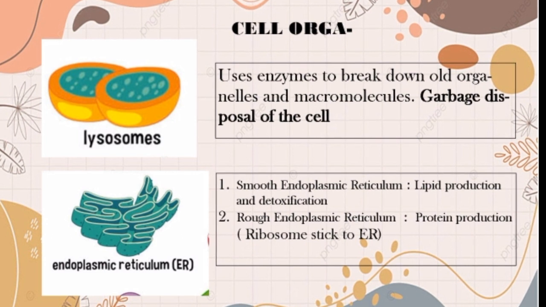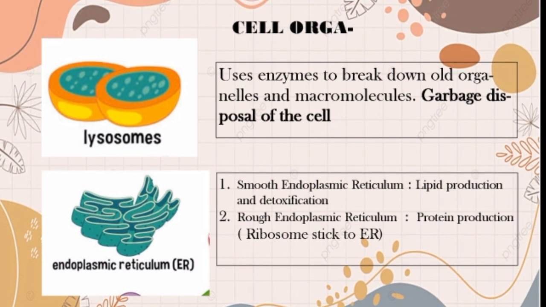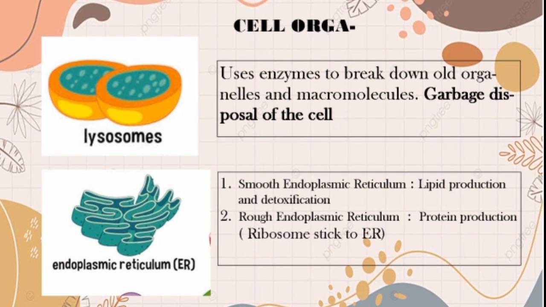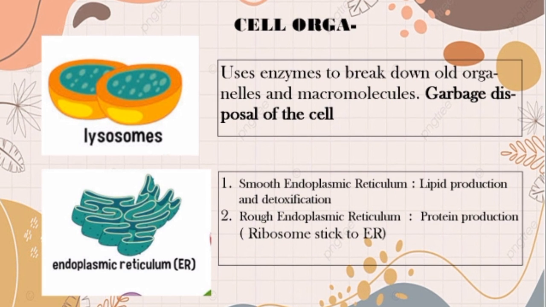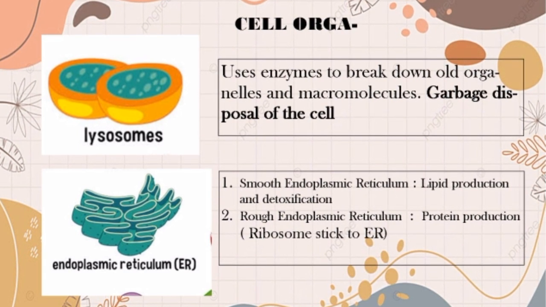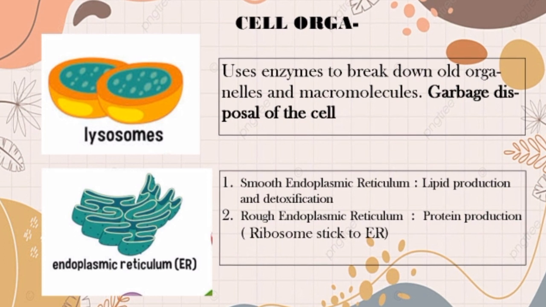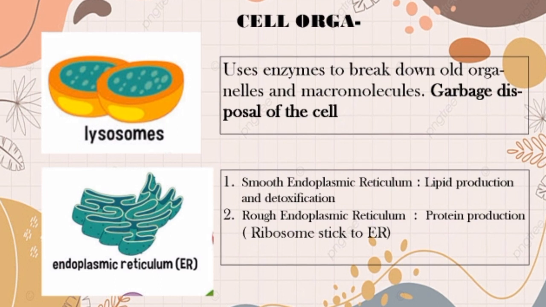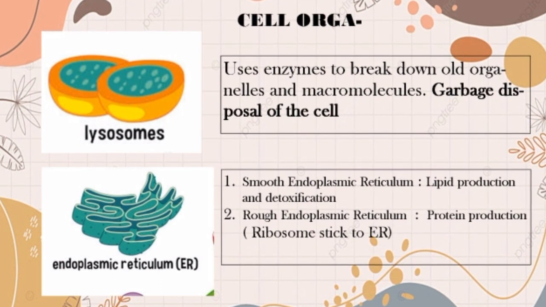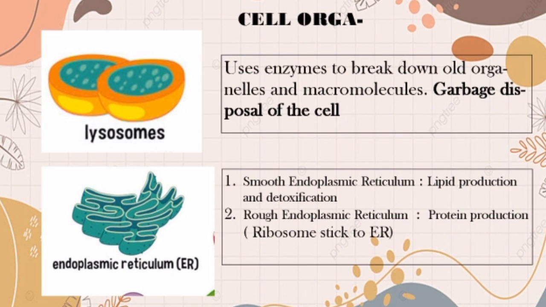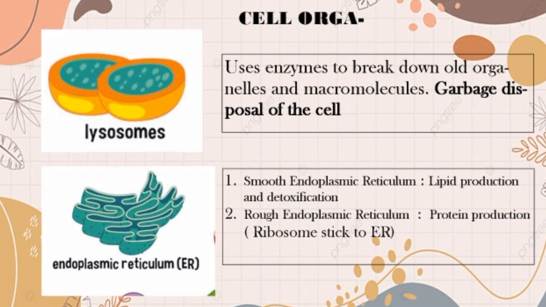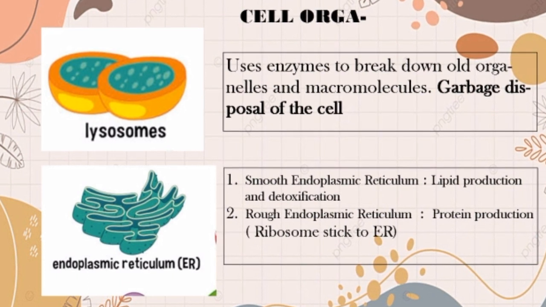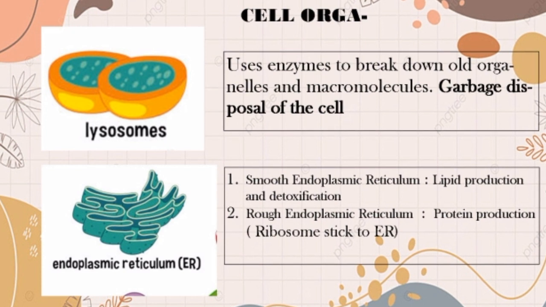And next, endoplasmic reticulum. There are two types of endoplasmic reticulum. The first type is smooth endoplasmic reticulum. The function is lipid production and detoxification. And the second is rough endoplasmic reticulum. The function of rough endoplasmic reticulum is production of protein. Why do we call it rough endoplasmic reticulum? Because there are ribosomes stuck on the endoplasmic reticulum.